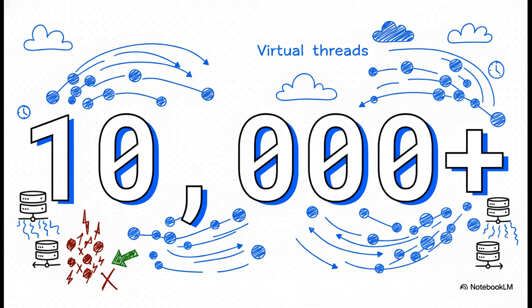It's wild. Virtual threads are cheap, they're lightweight, and when they hit a blocking I/O operation, they just politely yield the underlying OS thread to go do other work. It is an absolute game changer for high concurrency apps.